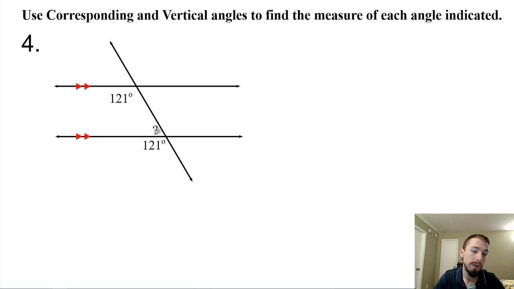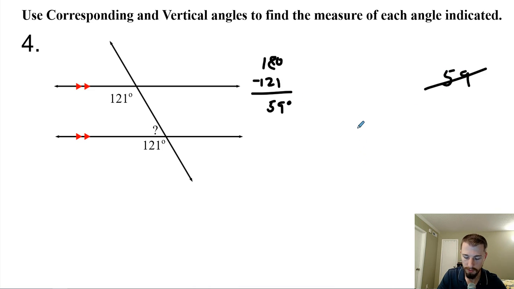Now we can solve for the measurement of the missing angle here, because it has to be the supplement of 121. So you can do 180 minus 121, which is equal to, let's see, 59 degrees. And that should be one of your answers on the answer bank, and you can cross it out.